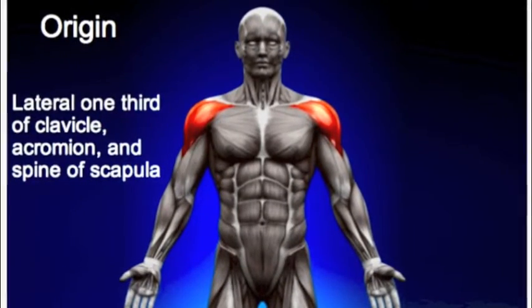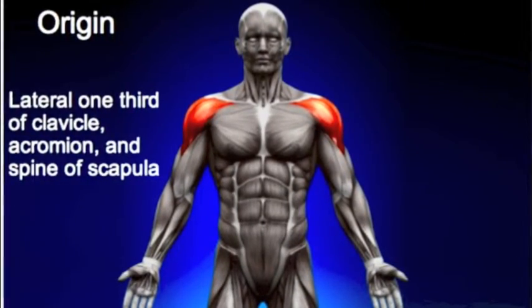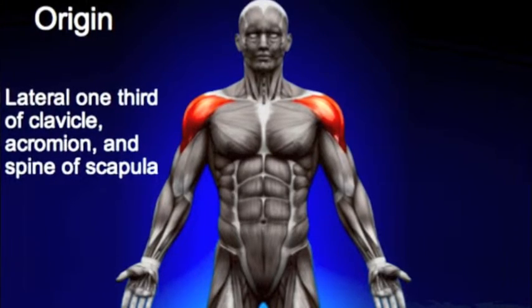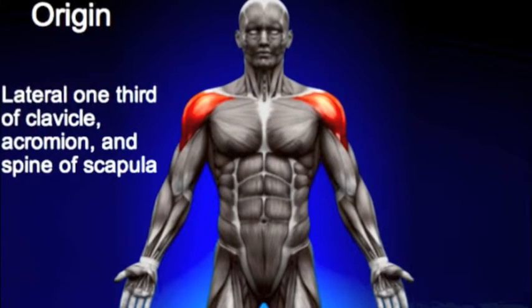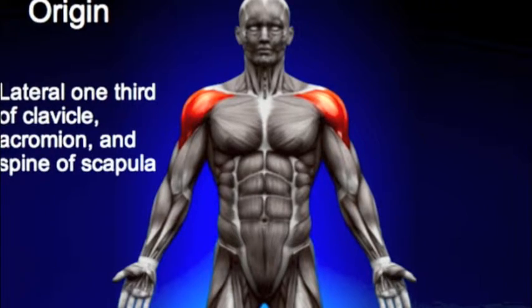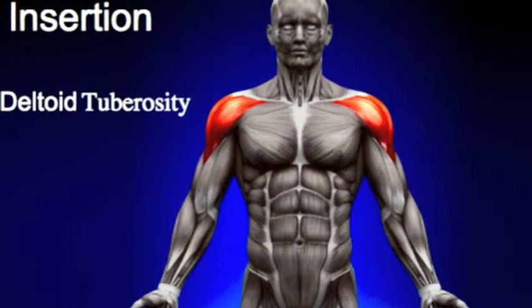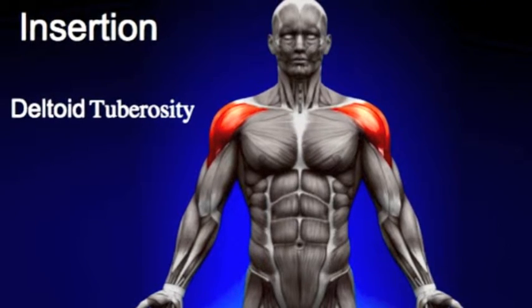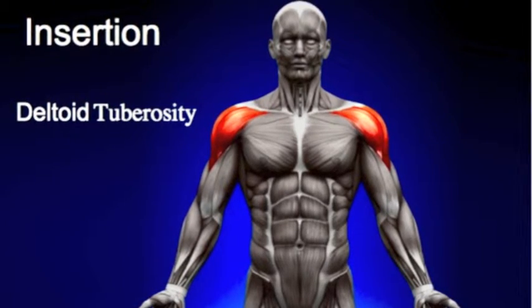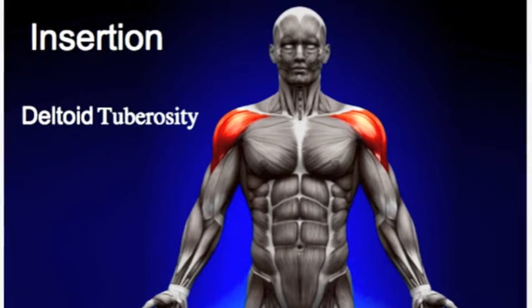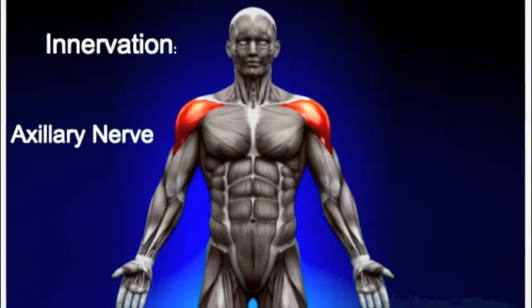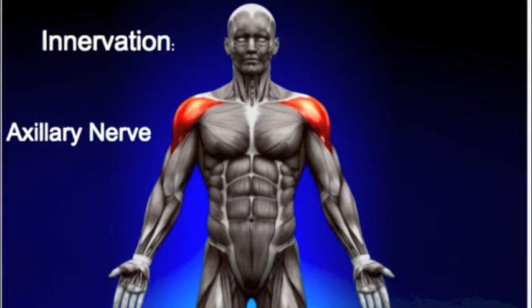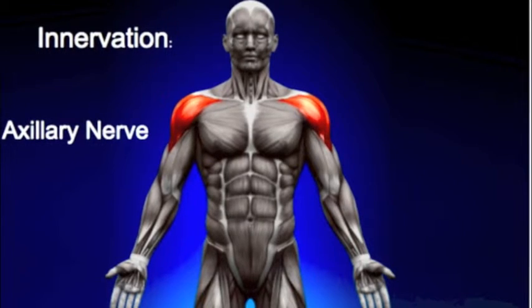The origin of the deltoid is located at the lateral 1/3 of the clavicle, acromion, and the spine of the scapula. The insertion of the deltoid can then be located at the deltoid tuberosity. The innervation of the deltoid is going to be the axillary nerve.